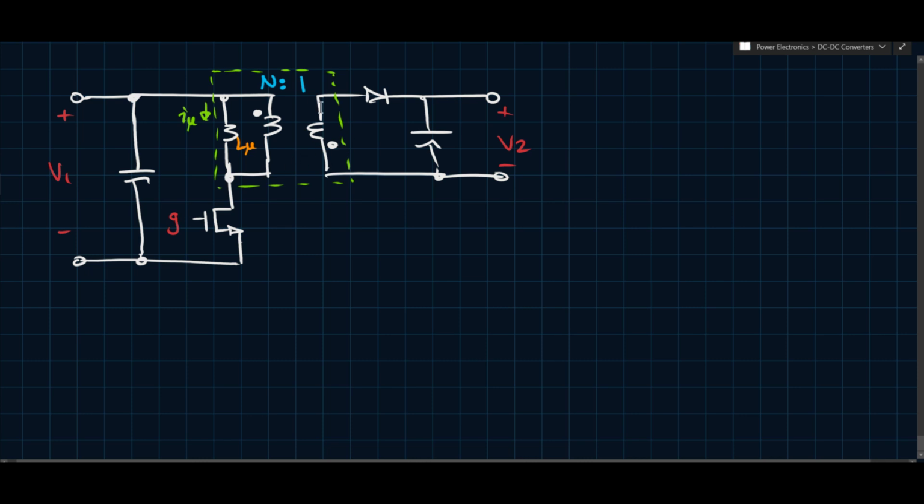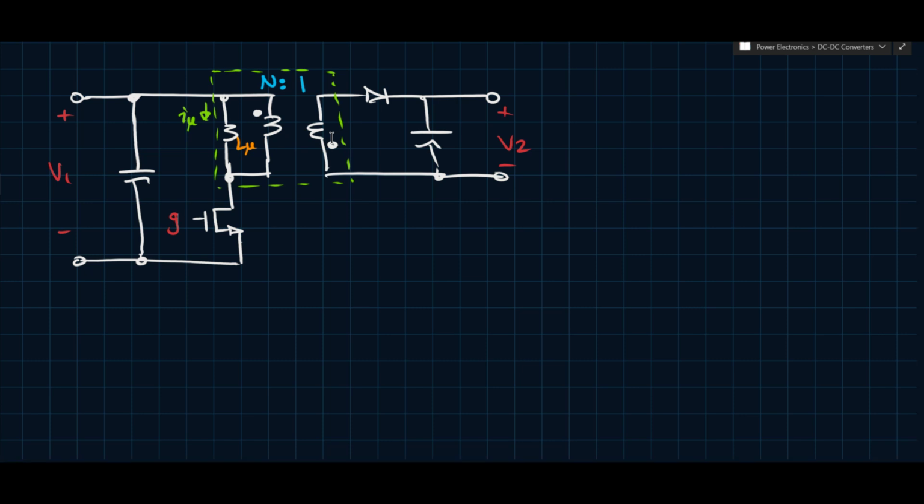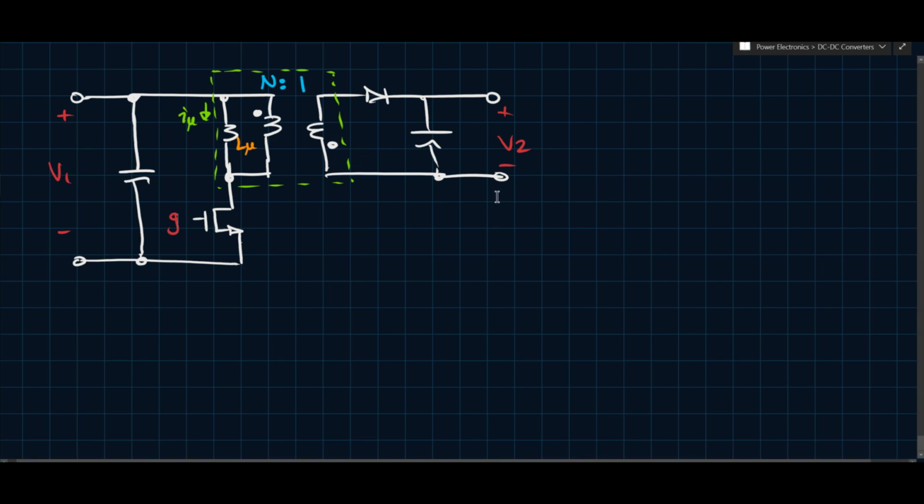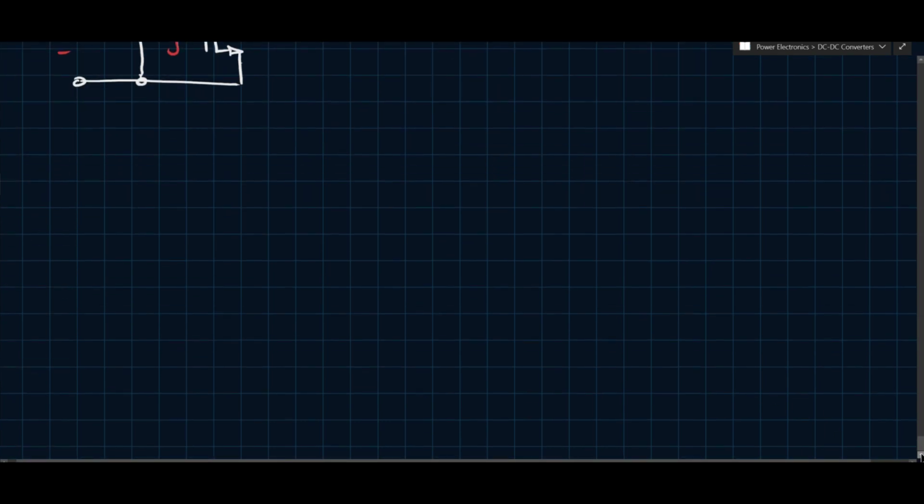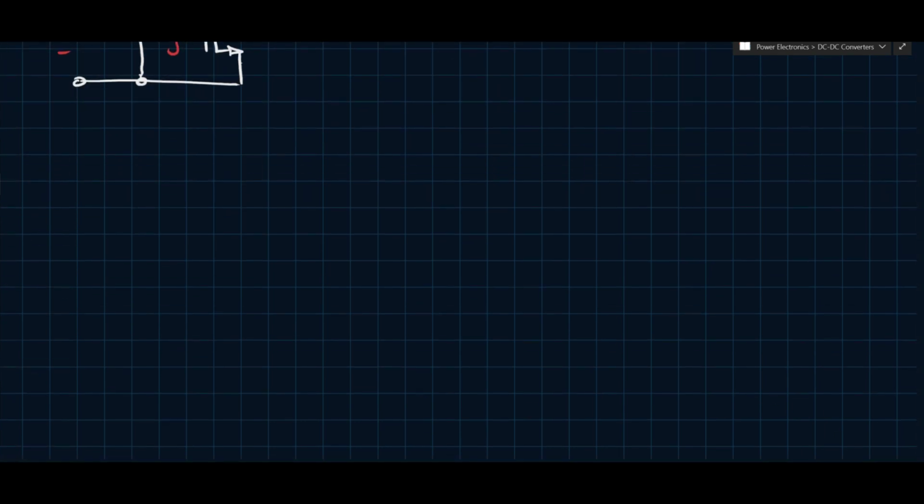So even though the circuit looks a bit different, a bit more complicated than what we're used to, we can still approach it the exact same way. We still analyze it the exact same way. And you'll be pleasantly surprised to know that most of the relationships that we have for the non-isolated buck boost can actually be used for the isolated buck boost as well. But we're going to prove that first. Okay, so let's look at some waveforms.